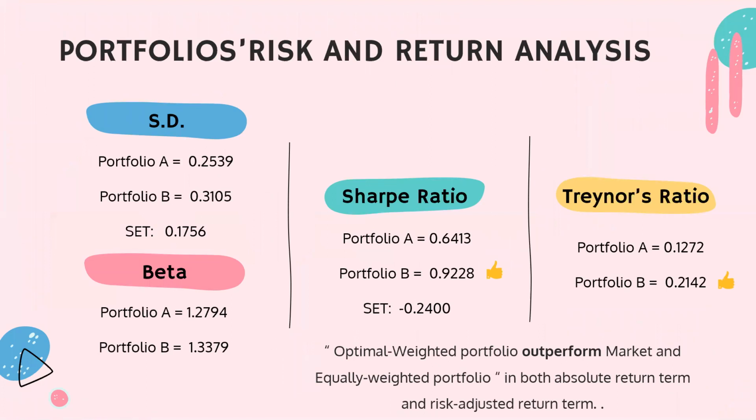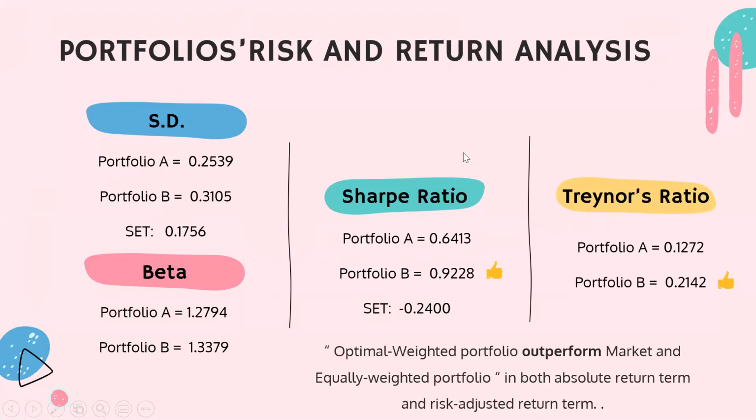Next, let's take a look at the risk analysis. From the standard deviation value here, we can see that portfolio B has higher portfolio risk than portfolio A. And also portfolios B and A, of course, have higher risk than the SET index. And for the beta value, it shows that portfolio B has more systematic risk than portfolio A.